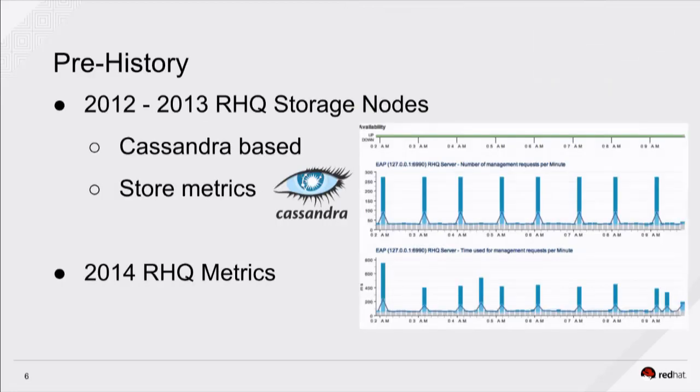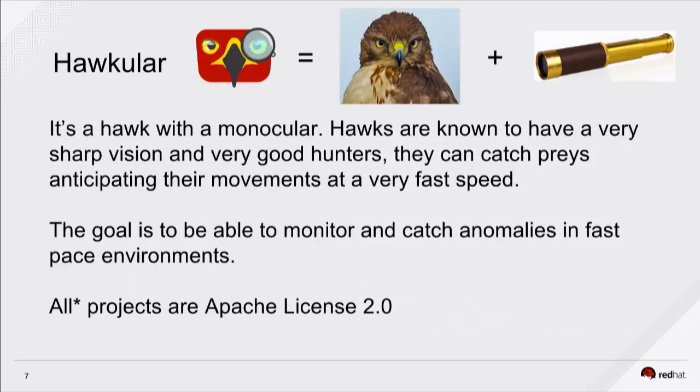Well, that is around 2014. That is when Hawkular got invented. So the name comes from a hawk, because it's a very good bird, sharp vision, good hunters, and they anticipate the movement of the prey. So us as engineers said, well, we like the hawk, but we want it to be better. So why don't we stick a monocular on the hawk? So we have a cyborg now, and we call it Hawkular.